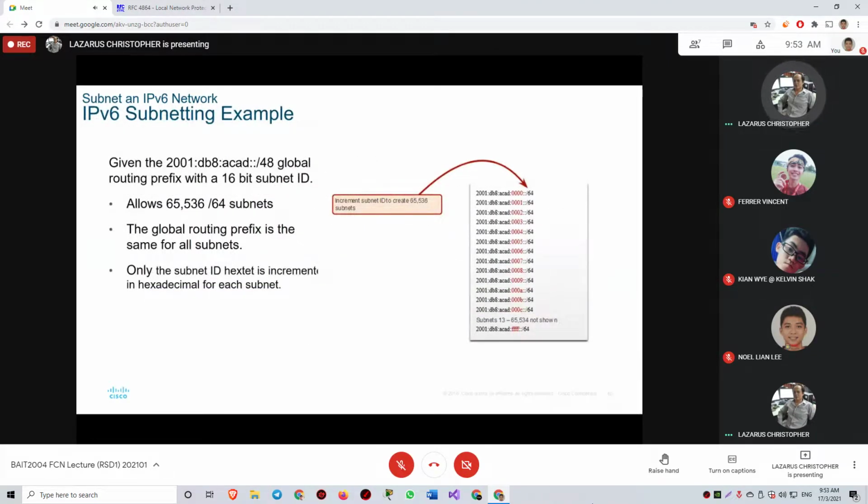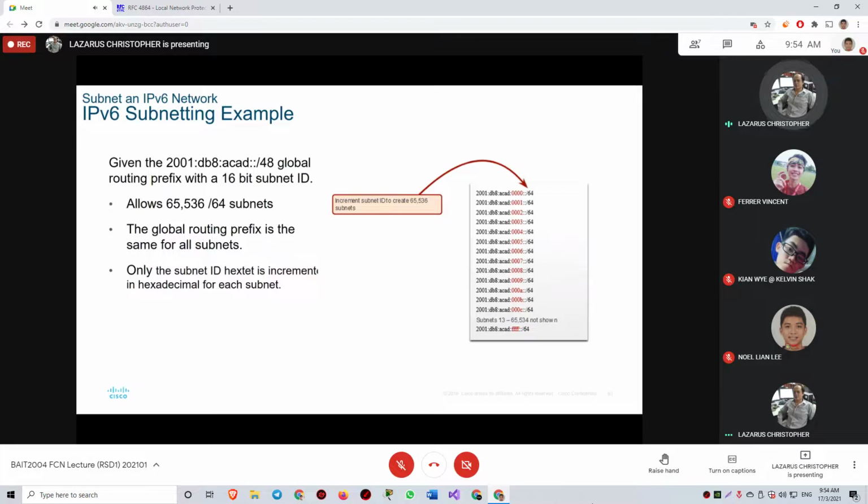Okay, so 2001, I believe it's a global unicast address. This is routable on the internet. Given the 2001:DB8:ACAD::/48 global routing prefix, of course, to make up to 64 bits, there's a 16-bit subnet ID. If you do 2 to the power 16, you see that you have 65,536 subnets you can create. That means that you have about 65,000 networks.